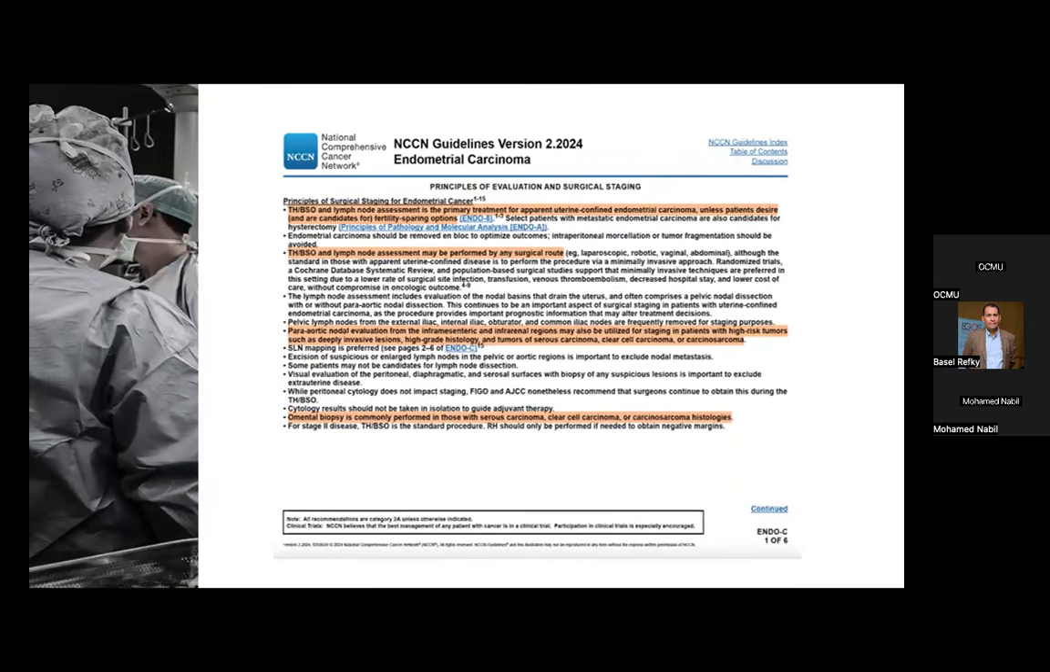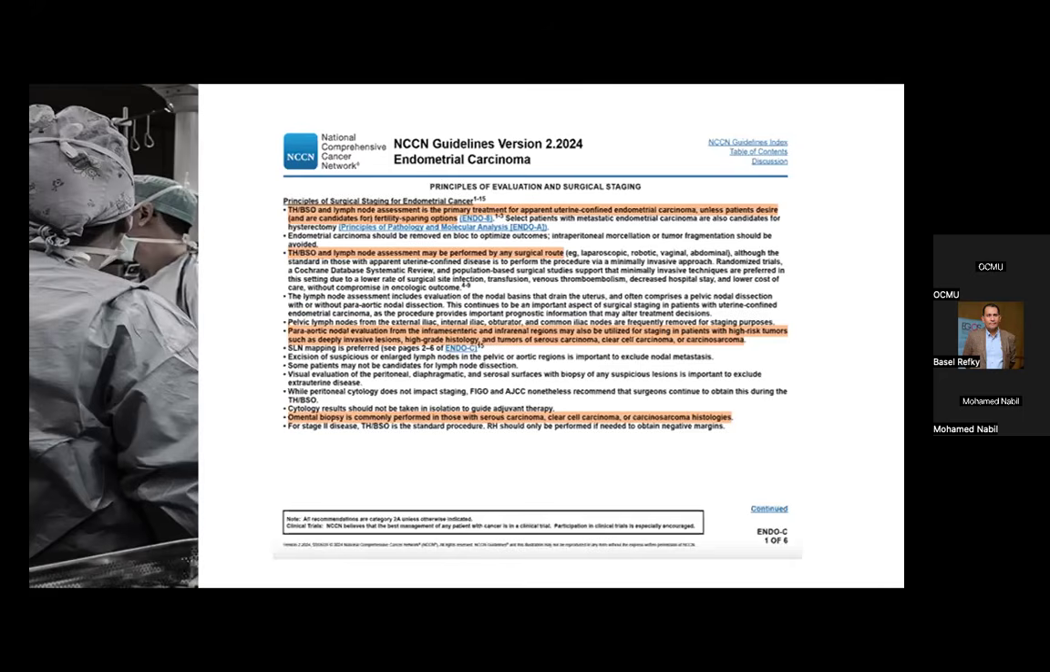Hysterectomy, salpingo-oophorectomy and lymph node assessment may be performed by any surgical route, laparoscopic, robotic, even vaginal or abdominal. The para-aortic nodal evaluation from the inframesenteric and infrarenal regions may also be utilized in staging patients with high-risk tumors, such as deeply invasive lesions, high-grade histology, tumors of serous carcinoma, clear cell, or carcinosarcoma. With omental biopsies commonly performed in those with serous, clear cell or carcinosarcoma.